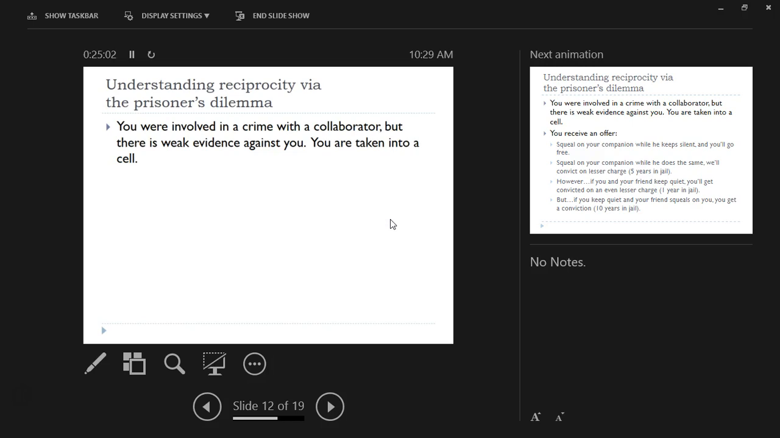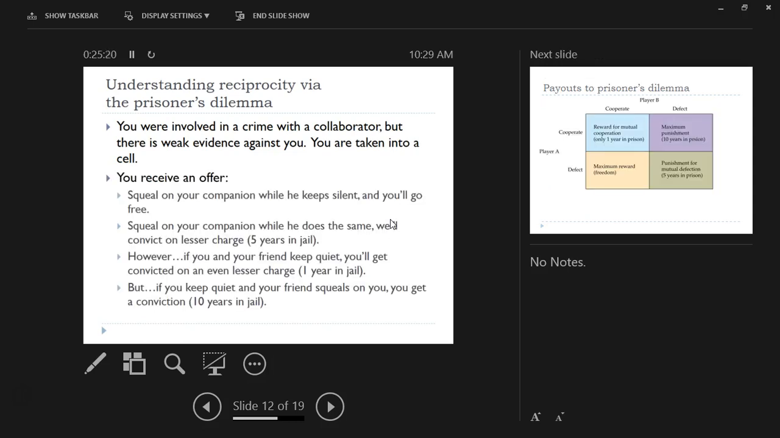So let's imagine that you're involved in a crime with a collaborator. You have some partner in crime. There is weak evidence against you, but you are caught by the police anyway, and you're taken to a cell. The police come to you. You're isolated from your partner. You don't know what your partner is going to do. But they say, all right, here are your choices. If you squeal on your companion, and your companion, I put he, could be a she, keeps silent, then you get to go free.